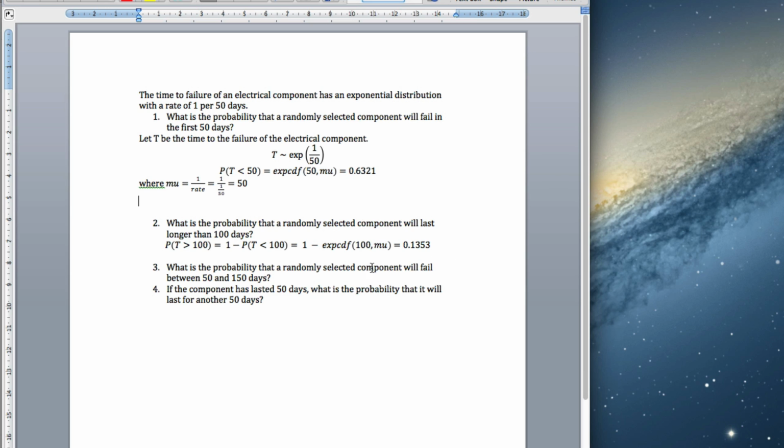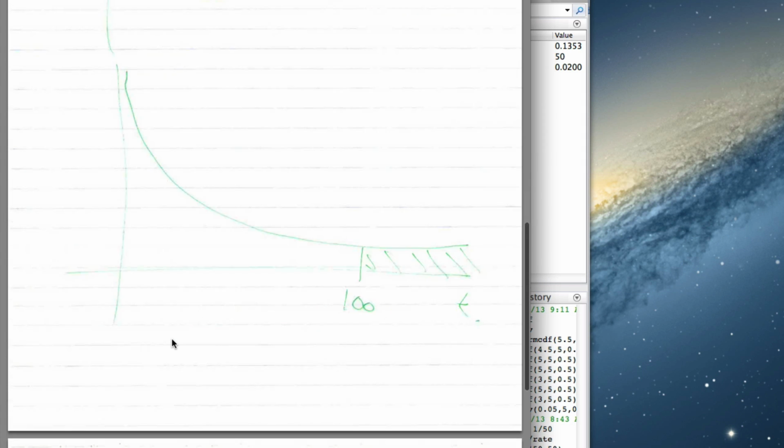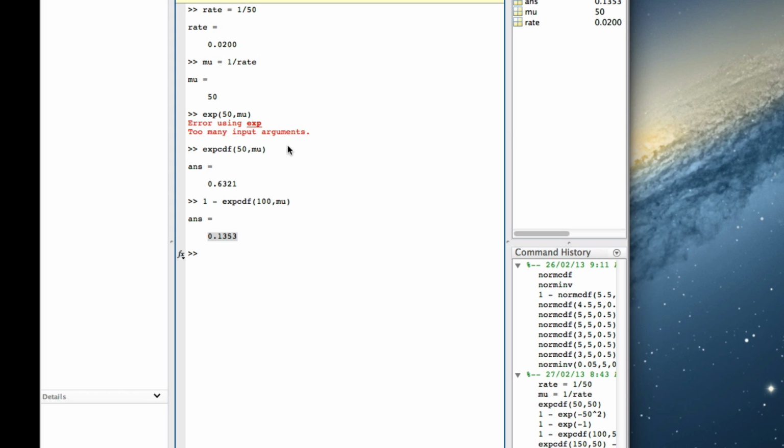Excellent. What is the probability of the randomly selected component failing between 50 and 150 days? So, diagram: we've got 50, 100, and we want this area here. A bit like we did with the normal distribution, I can work out the probability to the left of this one, and the probability to the left of that one, and take one from the other to get this area. So I've got expcdf 100 mu minus expcdf 50 mu.